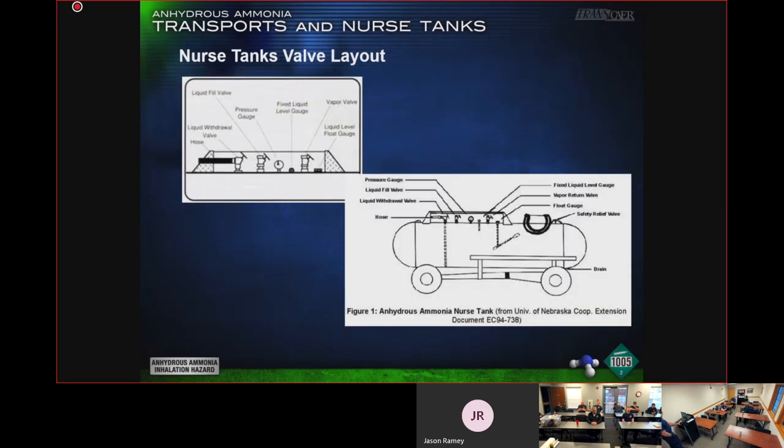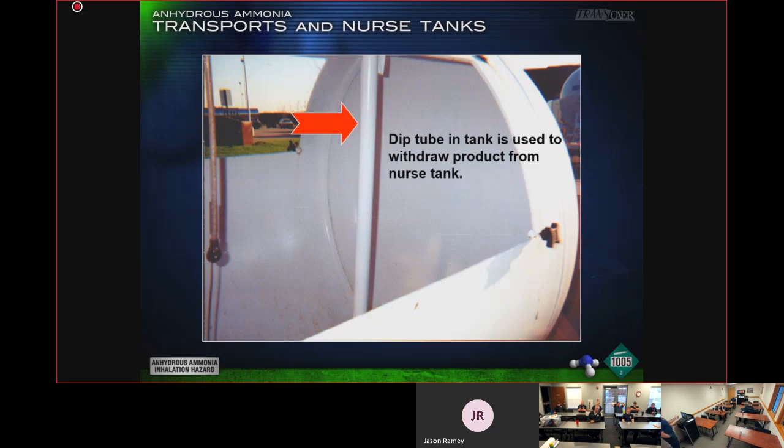This is just an example of rollover protection here at the top. All of those valves, gauges, and fittings are protected in case these roll over. Like I said, they're top heavy. They aren't very stable. It doesn't take much to roll one. And like I mentioned earlier, this is a siphon tube. It's a liquid, right? And it sits at the bottom of the tank. So to get it out, it is siphoned out through this tube.